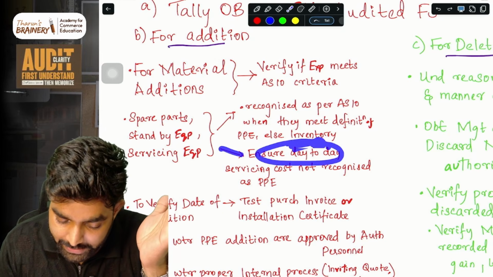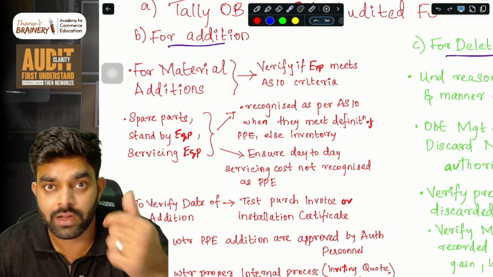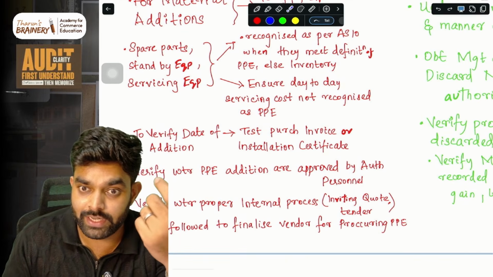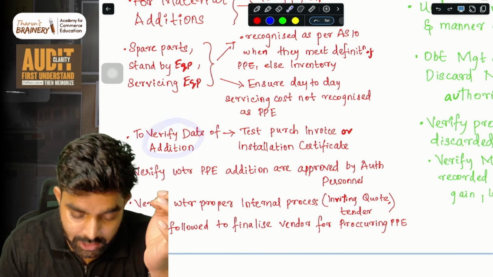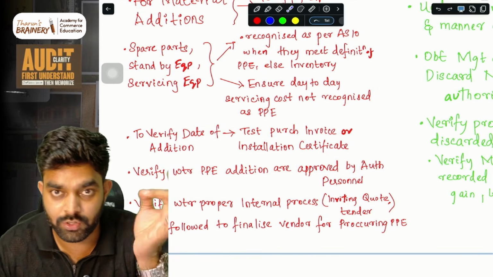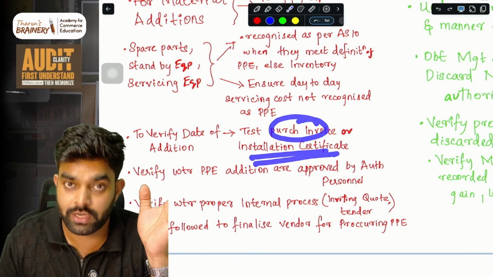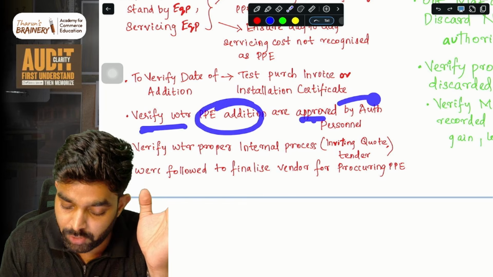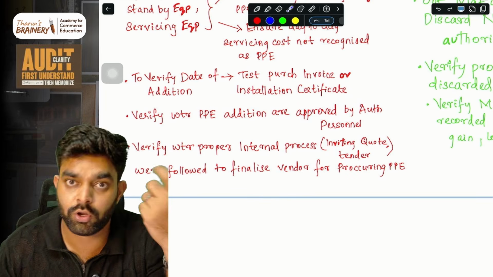Then ensure the day-to-day servicing cost is not recognized as PPE. Day-to-day servicing cost of machinery will be there. Don't capitalize that. Those costs are not added as additions. Then verify the date of addition, on which date the addition happened. For that, you can check the purchase invoice or the installation certificate. Then verify whether PPE additions are approved by authorized personnel, that is, the new PPE bought is as per the proper permission of the top management.